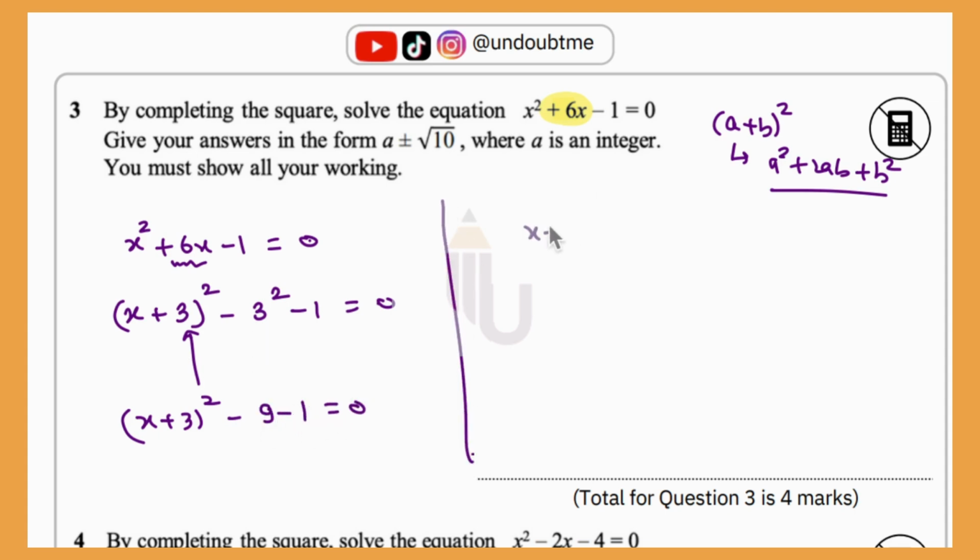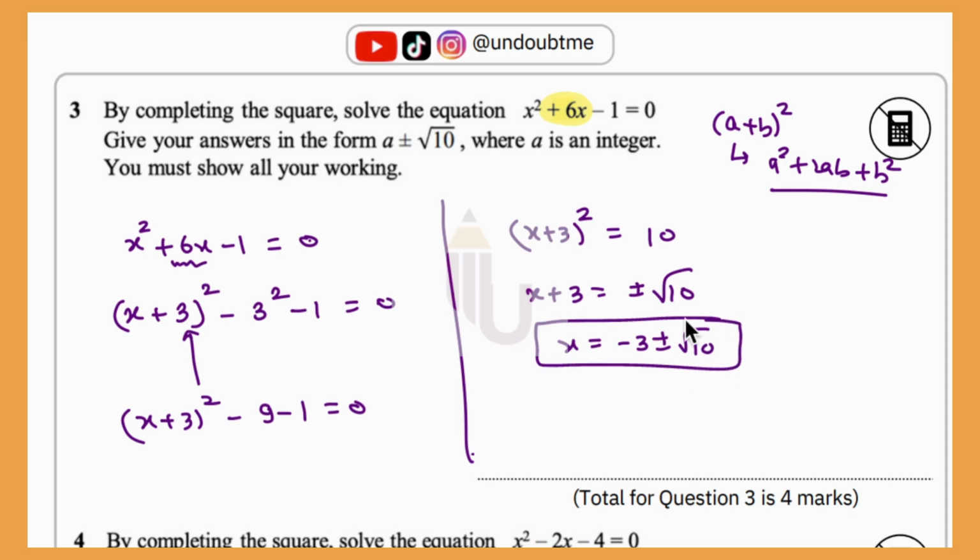Then x plus 3 whole square is equal to 10. Minus 9 minus 1 sent on the other side will become 10. And x plus 3 is equal to plus minus root 10. x is equal to minus 3 plus minus root 10, and that will be the answer. Okay, a is an integer. An integer can be positive or negative, so this is how we can leave it.